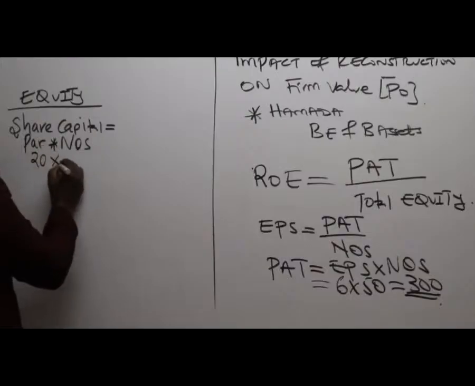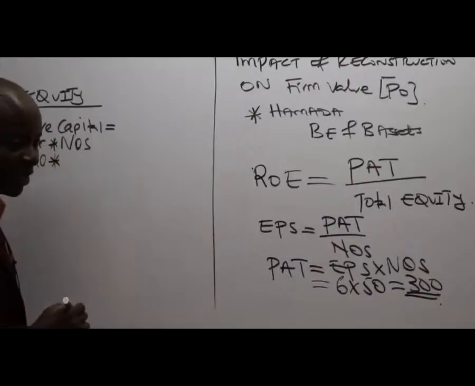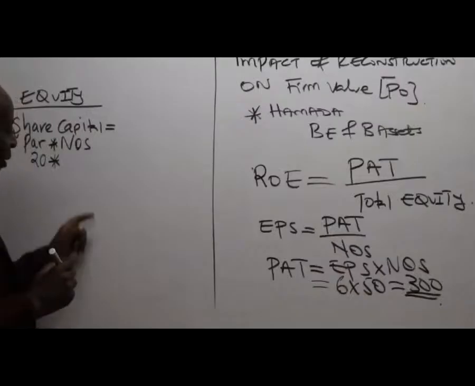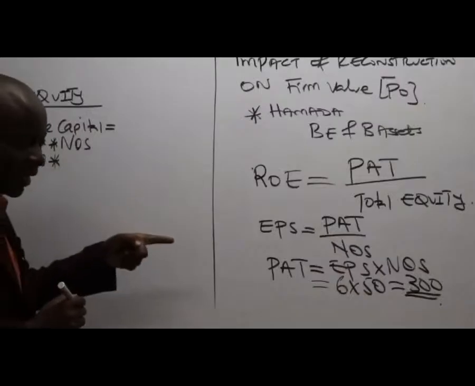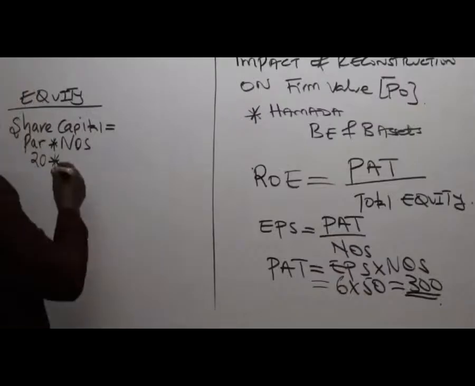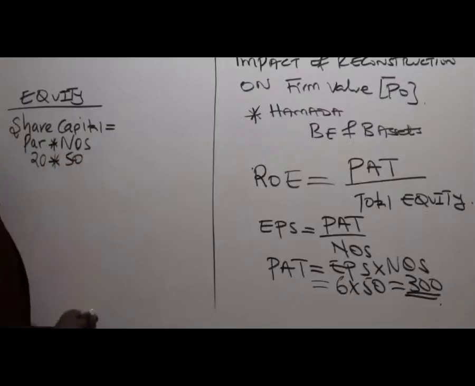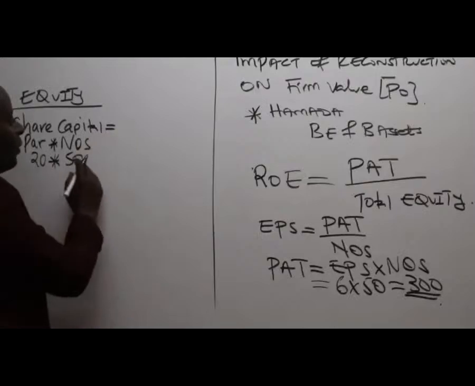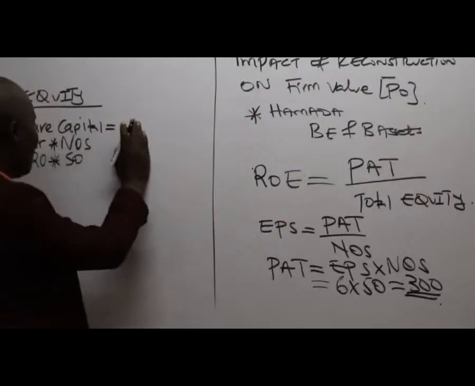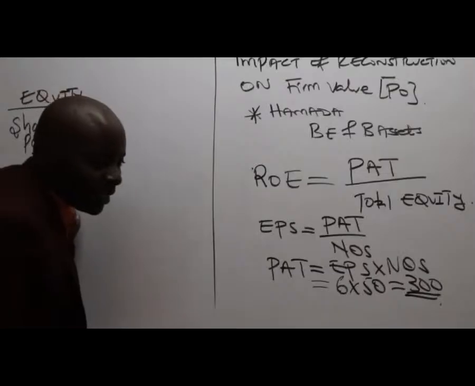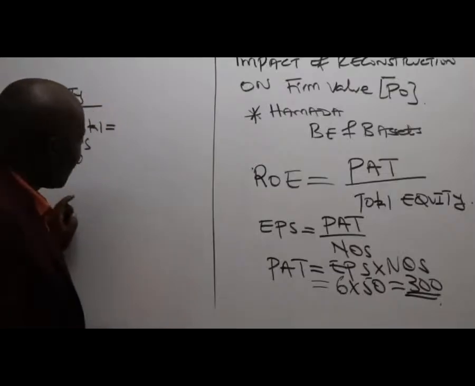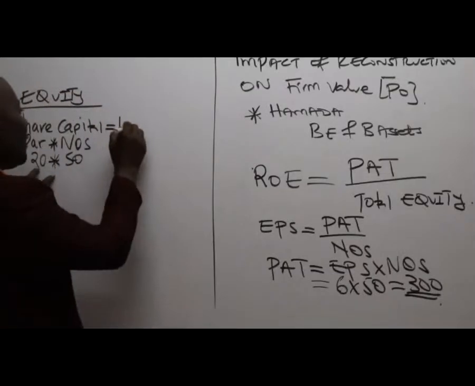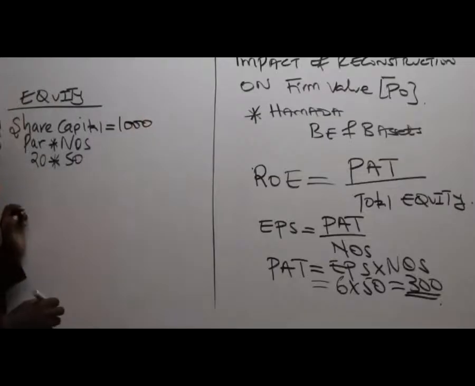20. Do we know the number of ordinary shares? In the question, there are how many? They are 50. Meaning, ladies and gentlemen, that our share capital here is what, somebody? Share capital, 20 times 50 gives me how much? 20 times 50, we're getting 1,000, which is okay, 1,000 like that.